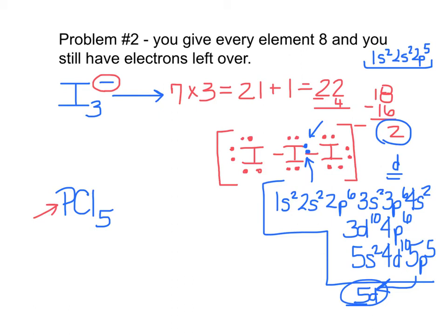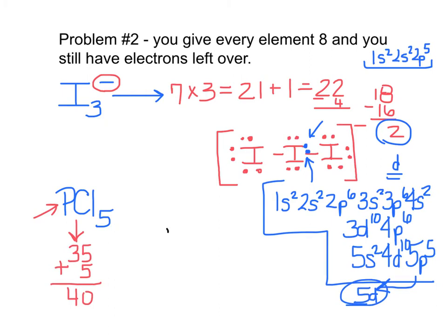Alright, so PCl5, phosphorus pentachloride. If we add all of this up, we have 7 times 5 is 35 for the chlorine, plus our phosphorus has 5, I believe, and so that gives us a total of 40 electrons. Alright, so remember what I told you.